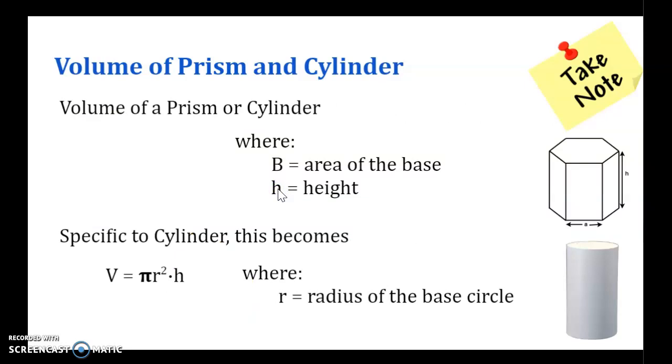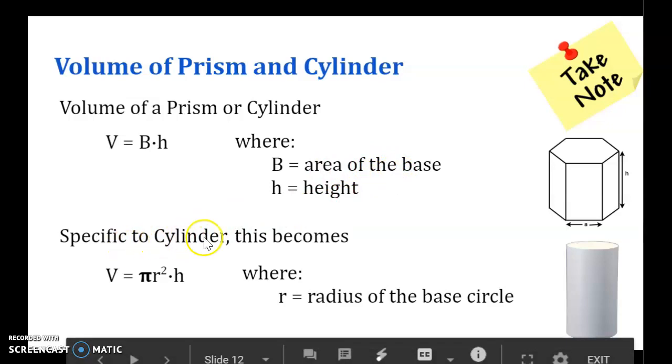Okay, so then what about this shape? Volume of a prism or cylinder is always going to be base times height, or base area times height. Specific to a cylinder, you have a different formula, because we know that the area of a circle is pi r squared, then multiply by h. That's the height.